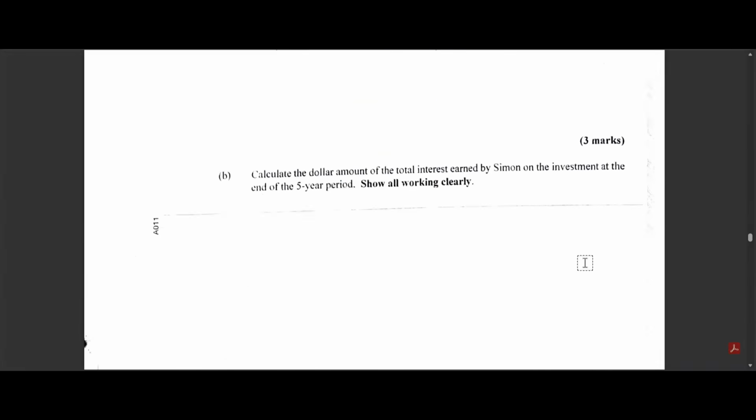Easy 3 marks. Now, part B, calculate the dollar amount of the total interest earned by Simon on the investment at the end of the period. So, you want to see exactly how much interest was earned at the end of the period. All right, guys, let's do this. We can get this one done. Let's check it out.